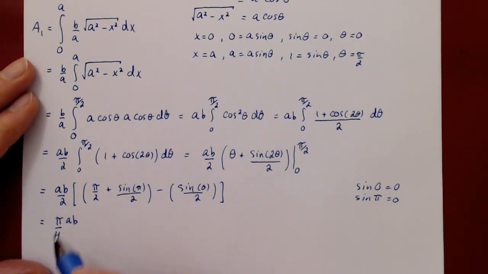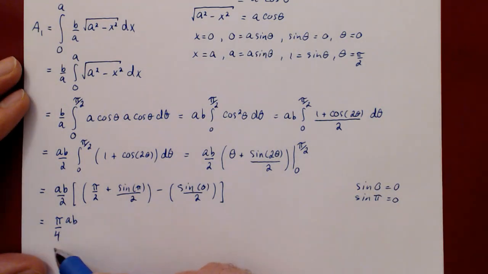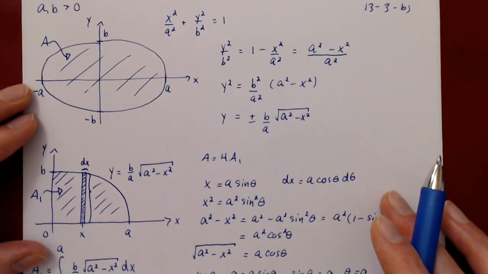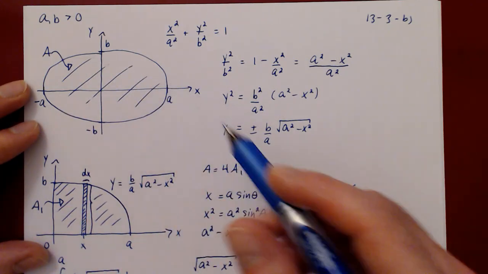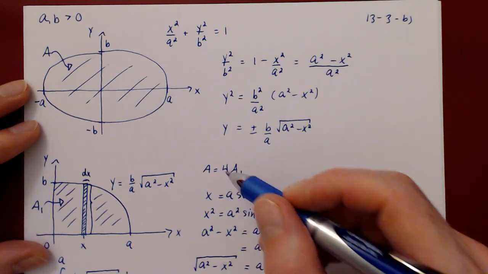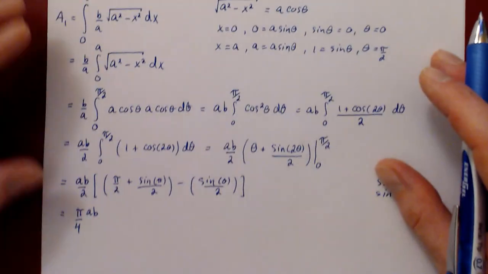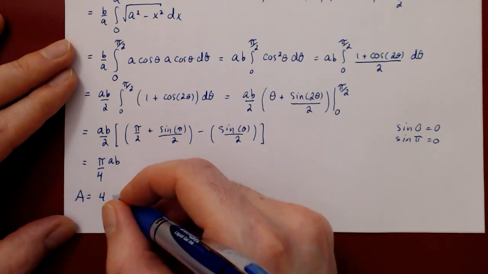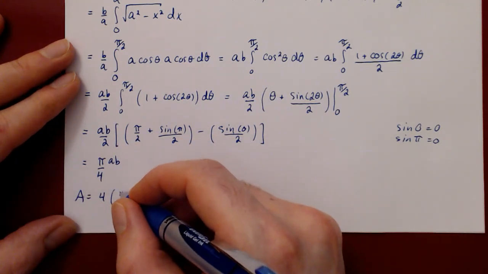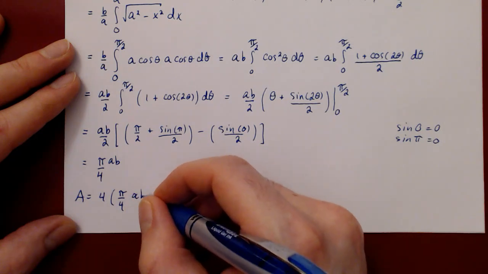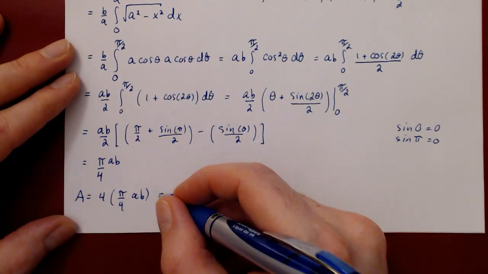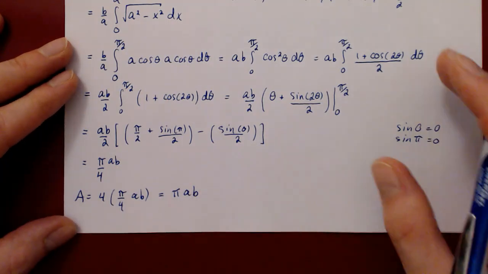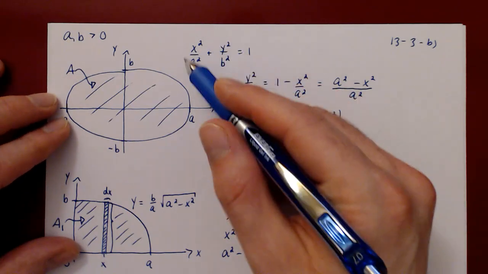A remarkably simple answer, but remember, this expression is only the area of a quarter of the ellipse, and so to get the total area of the ellipse, we have to multiply the answer we just found by 4. So finally, the total area of the ellipse is 4 times this value. The 4 over 4 cancels, and we have a remarkably simple answer, simply pi times ab. And this is the area of a general ellipse.